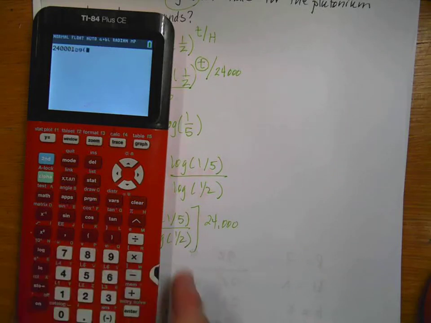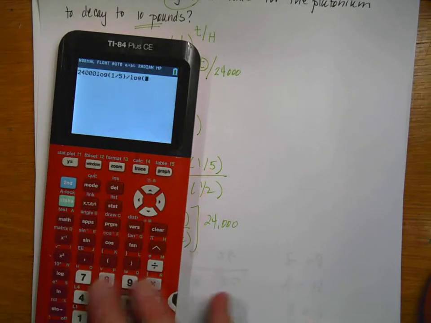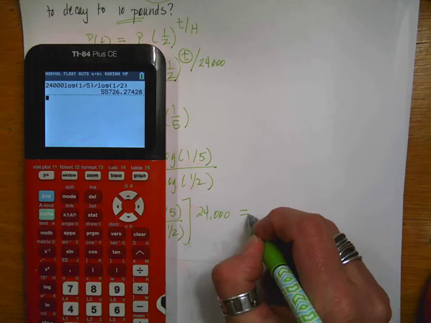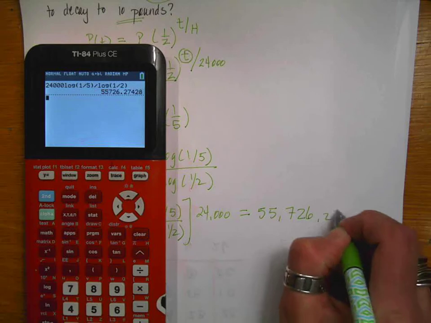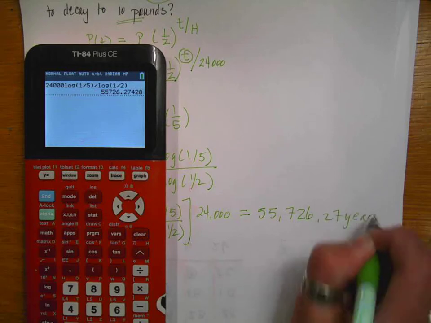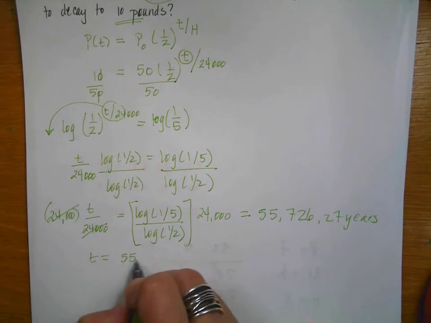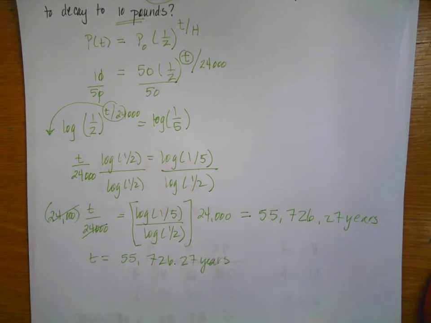So I'm going to clear what we have. 24,000 times the log of 1 divided by 5 divided by the log of, what did I write, 1 divided by 2? 1 divided by 2. And then I'm going to hit enter, and I get that it's going to take 55,726.27 years. Oh my goodness. So the time is going to equal 55,726 years for the plutonium to go down to 10 pounds.